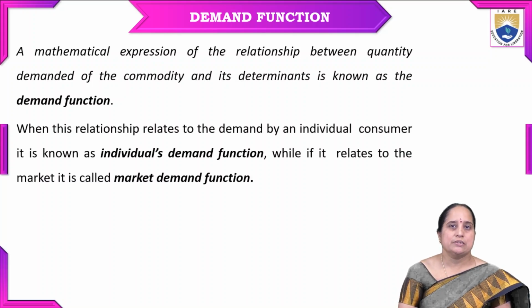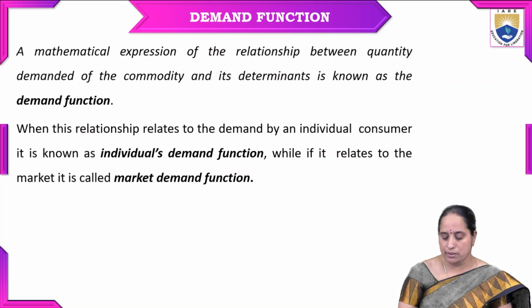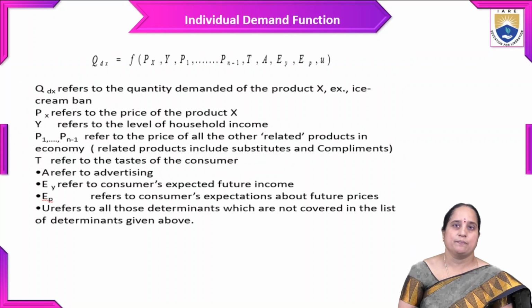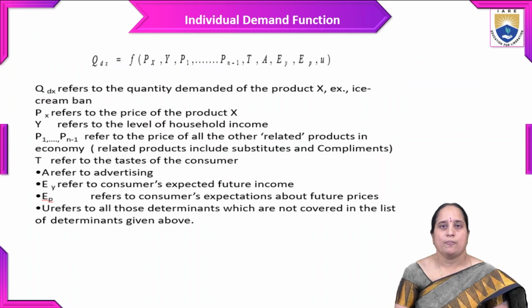Then next comes demand function. A demand function is a mathematical expression of the relationship between quantity demanded of the commodity and its determinants. When this relationship relates to the demand by an individual consumer, then it is said to be individual demand function, while if it relates to the market, then it is said to be market demand function.